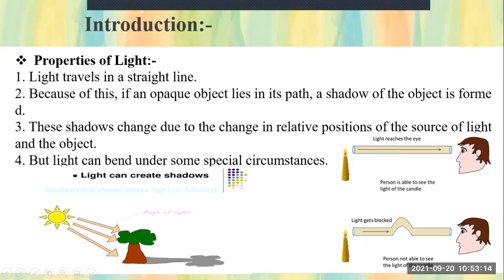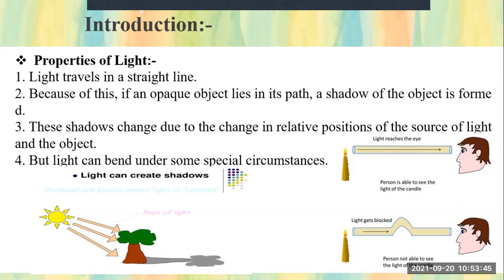Hence, when this pipe is bent, the person is not able to see the light of the candle. If light didn't travel in a straight line, then in this condition also he could see the light, but he's not seeing it. So it is proof that light always travels in a straight line. Okay, students, the first property, I hope my students have understood this.